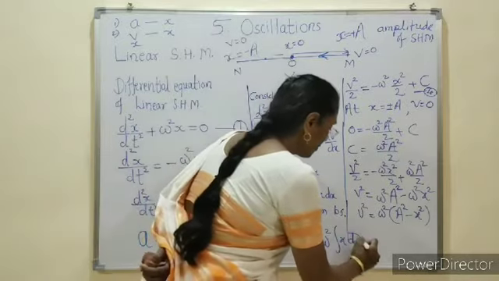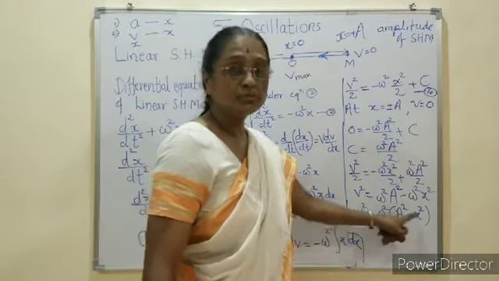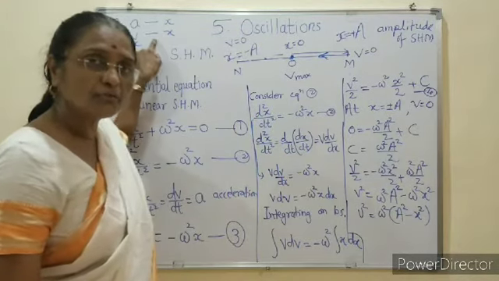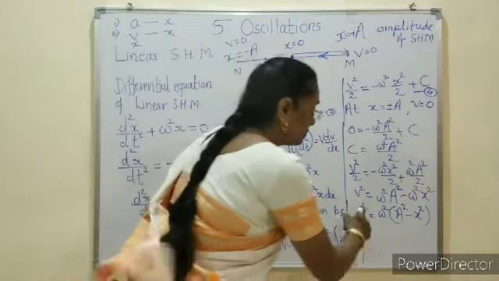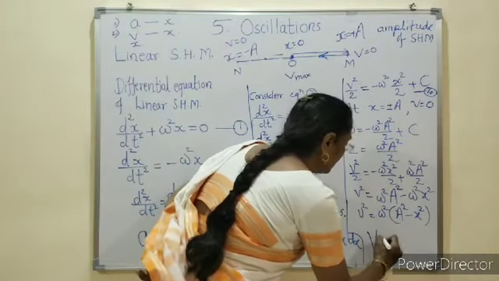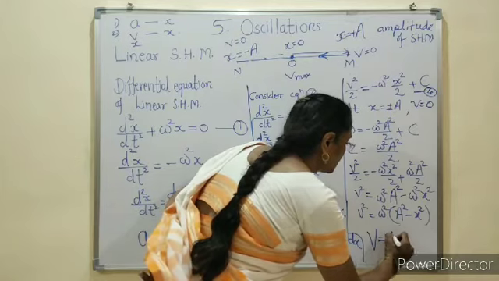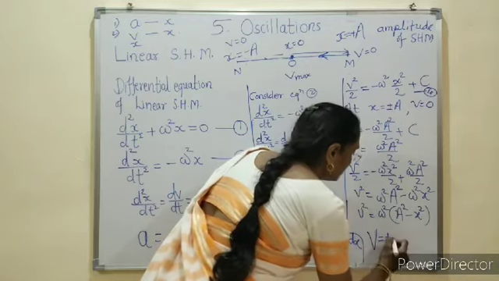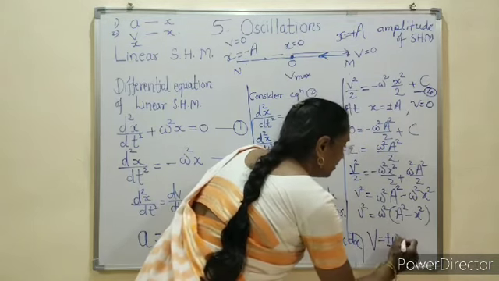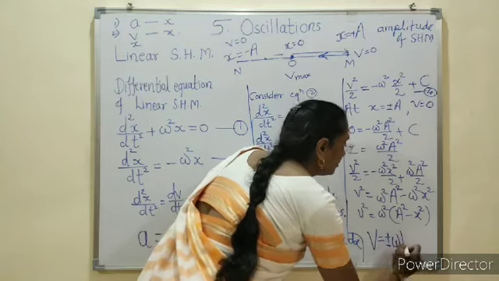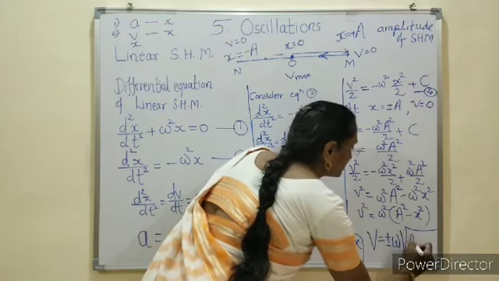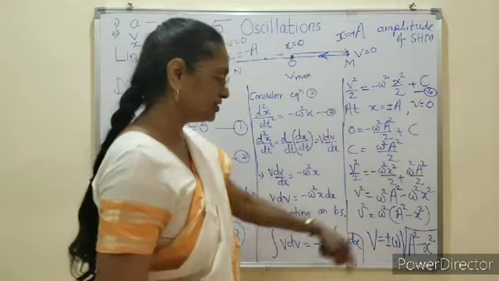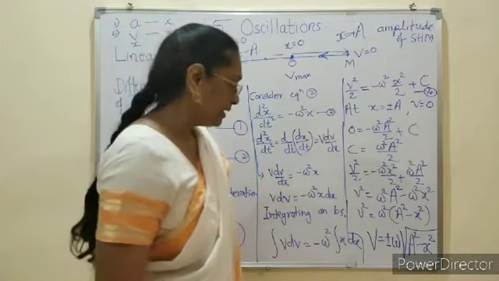Now we can write v in terms of x, because in the question we have to express velocity in terms of displacement. Taking square root on both sides, we get v is equal to plus or minus omega, since the square root of omega square becomes omega, and the square root of the bracket can be written as square root of a square minus x square. This is the expression for velocity.